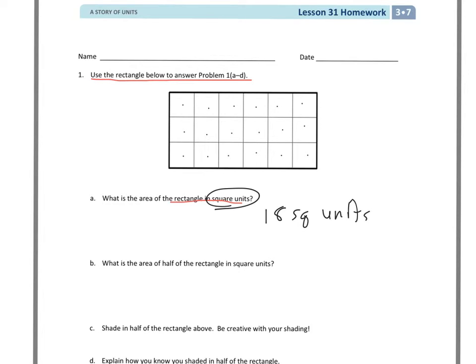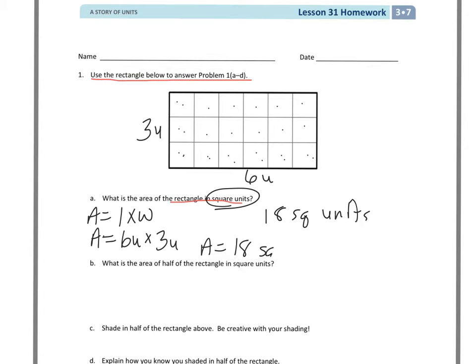because I just counted, or I could say this is 1, 2, 3 units, and this is 1, 2, 3, 4, 5, 6 units. And then I could do my formula for it as well, which is length times width. I got to multiply the two sides. And I know that it's 6 units times 3 units, so my area is 18 square units.